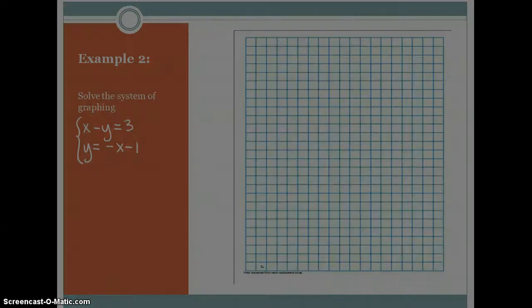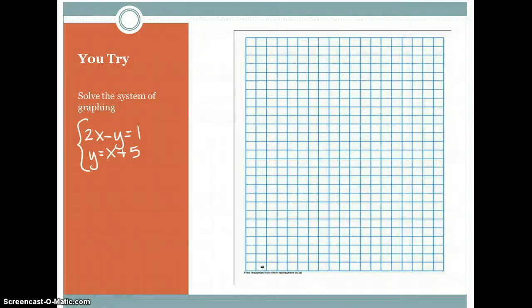Alright, so here's your u-try. So it's 2x minus y is equal to 1 and y is equal to x plus 5. Again, make sure you do all 3 steps, make them the same, graph them, and then find the point of intersection.